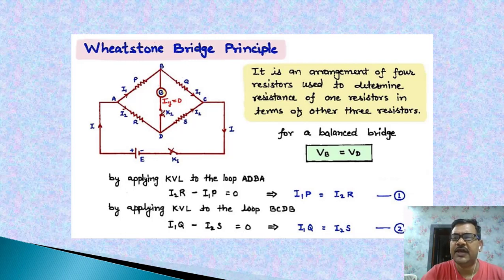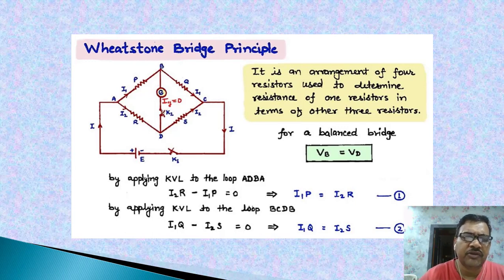It is an arrangement of four resistors used to determine the resistance of one resistor in terms of the other three resistors. So here there are four arms AB, BC, AD and DC, in which there are four resistors P, Q, R and S, where R is the unknown resistance and S is the standard resistor.